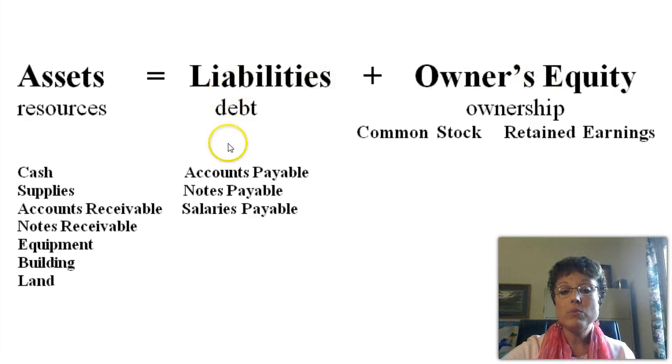Now, liabilities would include accounts payable, money that we're going to have to pay someone in the future because we bought something on credit. And also notes payable, again a more formal version that's drawn up in a contract with interest charges.